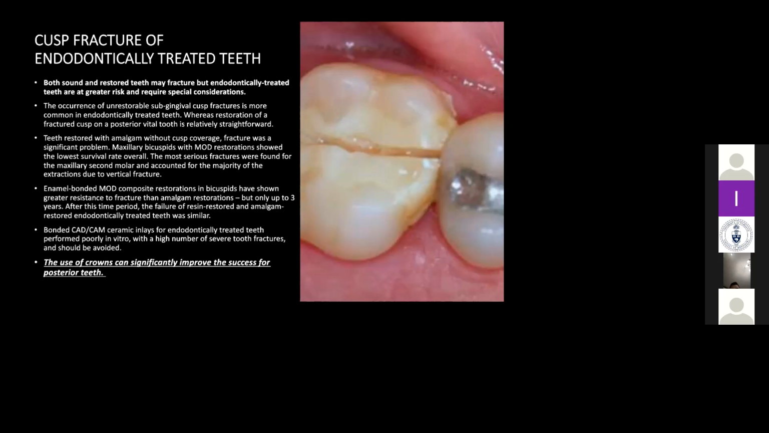That's great. I think there is one last question by Dr. Richu. The last irrigation to be used during RCT, is it hypochlorite, EDTA, Q-mix, or normal saline?